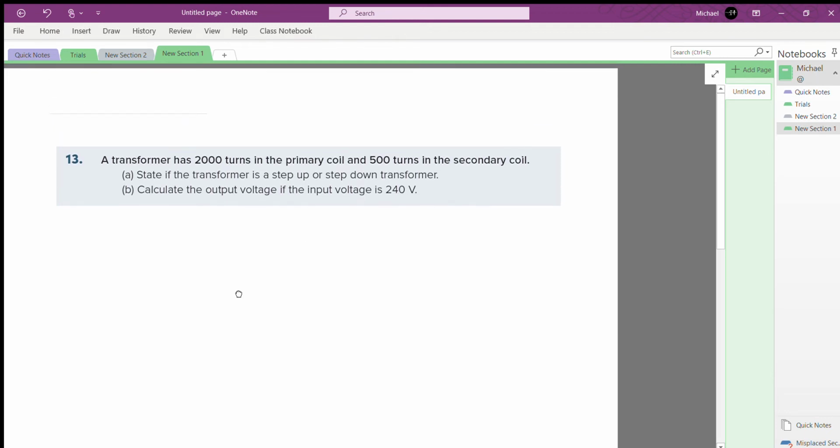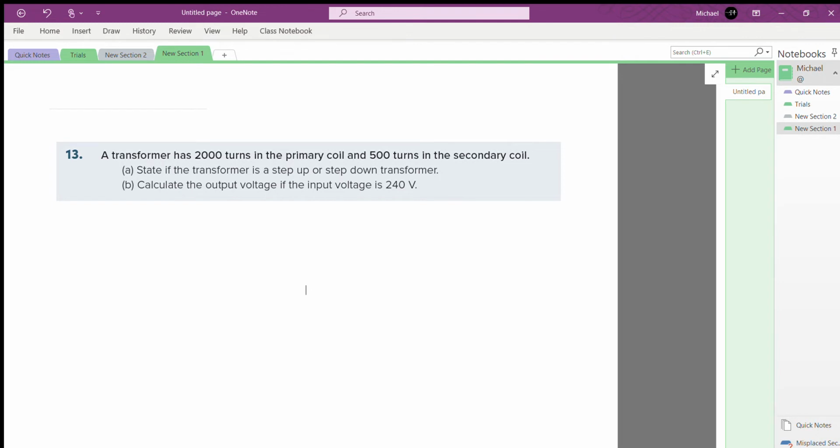This is question number 13 from the SACE Stage 2 Physics Course Companion from Subtopic 2.5 Electromagnetic Induction. Here we have a transformer. It has 2000 turns in the primary coil and 500 turns in the secondary coil. And we first need to determine whether or not it's a step down or step up transformer.